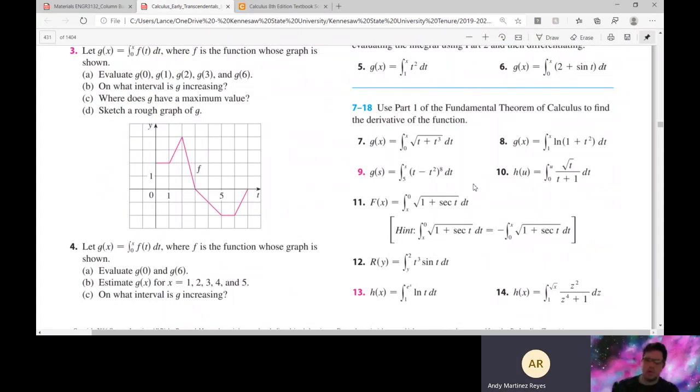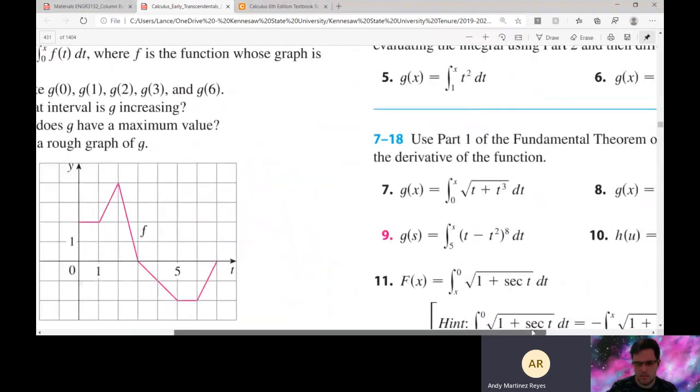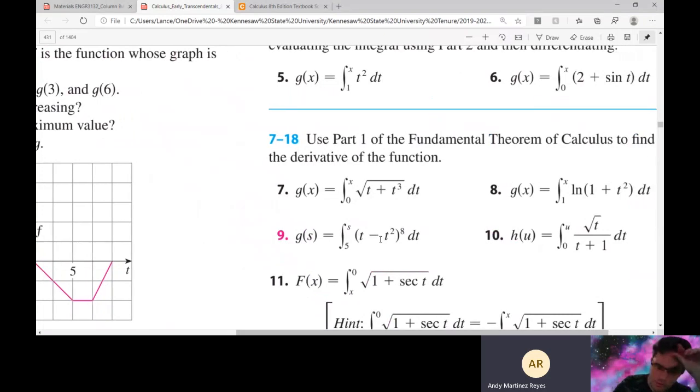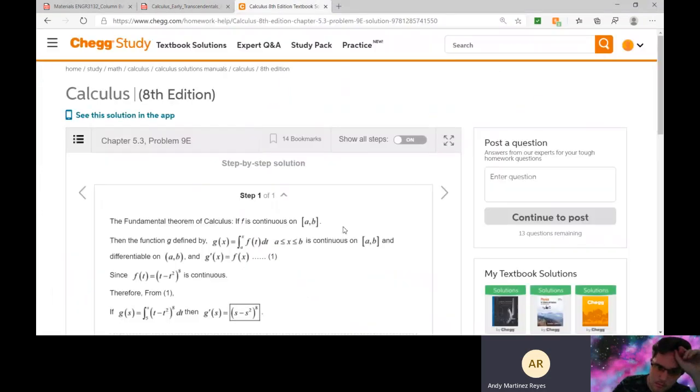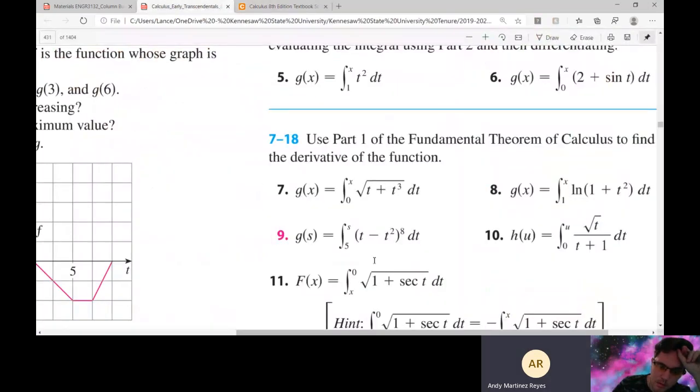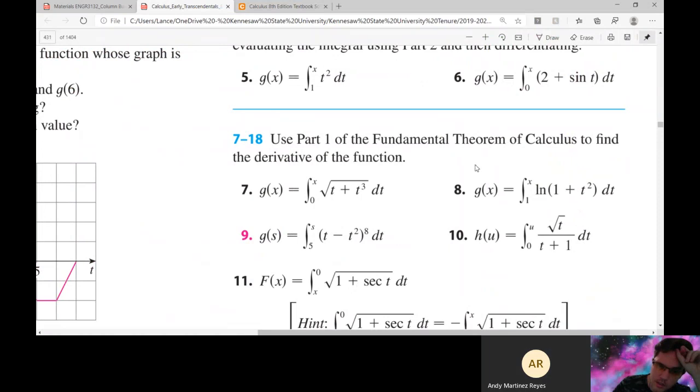Okay. Now number 9. Is that an s? Yeah. And then that would be just the derivative of g of s, which is s minus s squared to the 8th. Yep. So the bottom number doesn't matter, because this wants you to find the derivative of the function. It wants you to find g prime of s. So when you take the derivative of that, that's going to be a constant. So that's going to disappear.